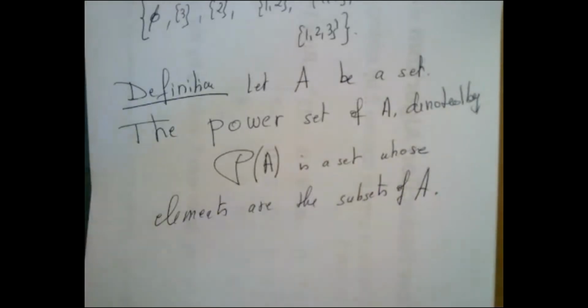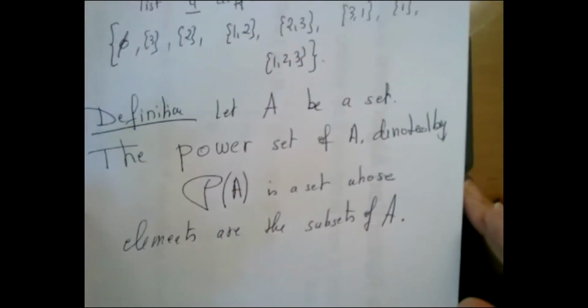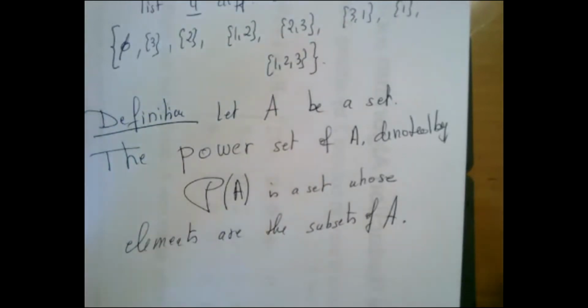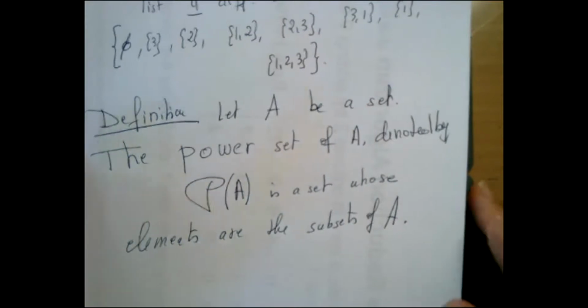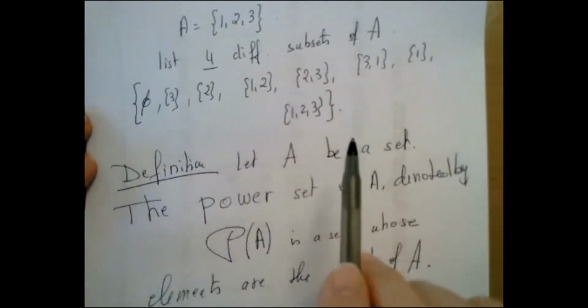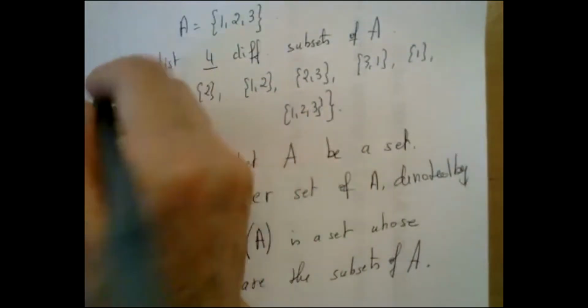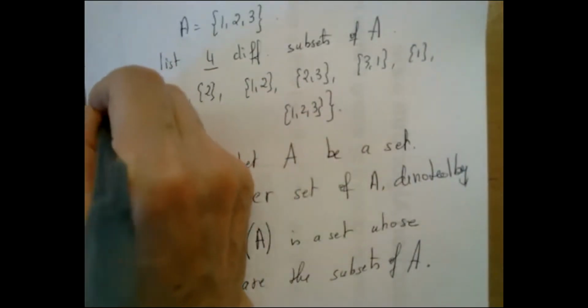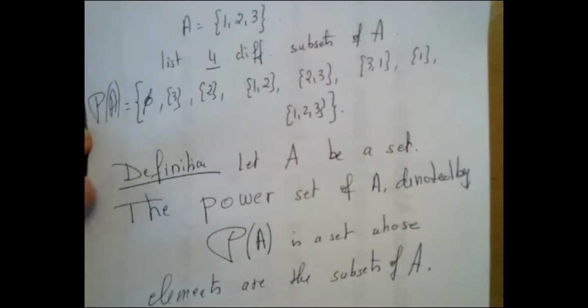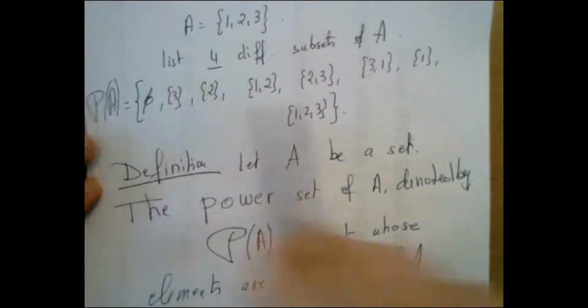So if you have a set A, we can construct out of it a new set that we call the power set of A. The elements of it are the subsets of A. When we start listing all the subsets, we're going to create a new set, and this new set we call the power set of A. It's a set, we have the braces here, and its elements are the subsets.